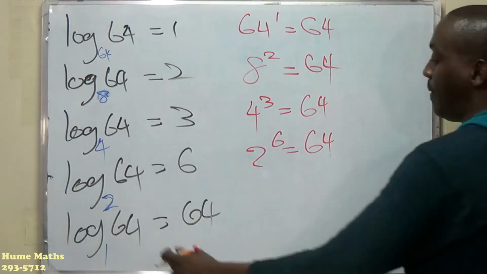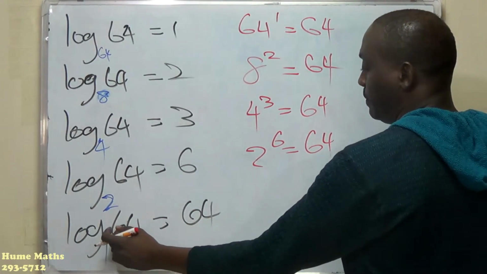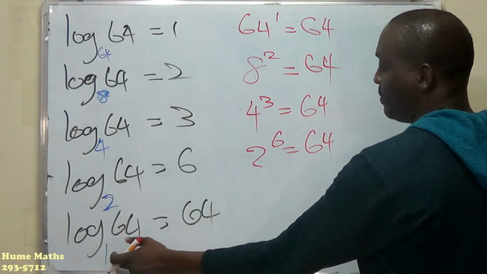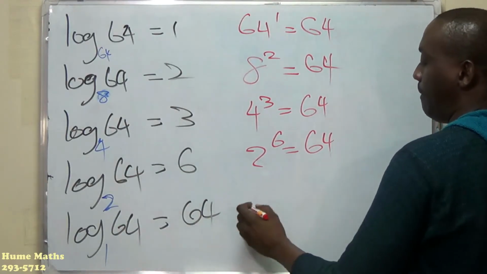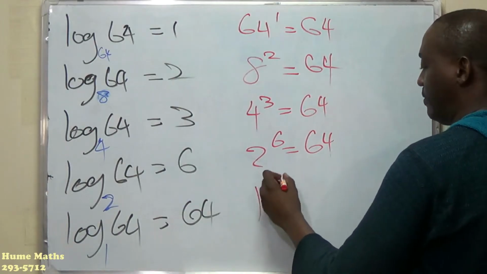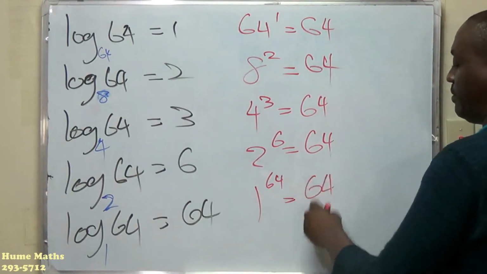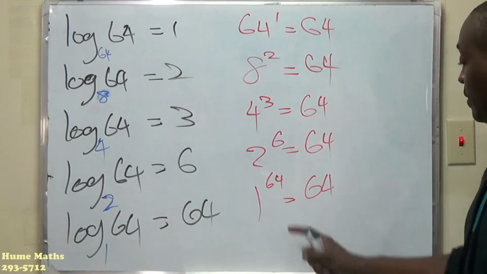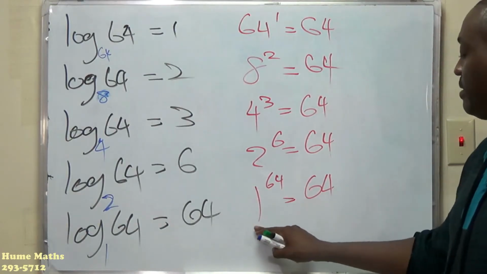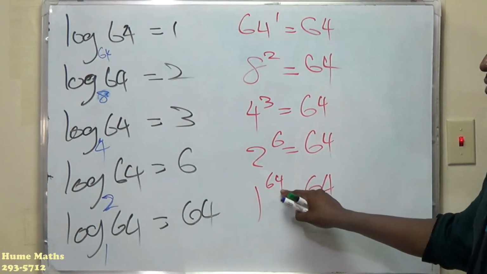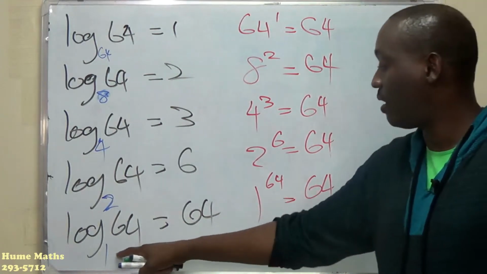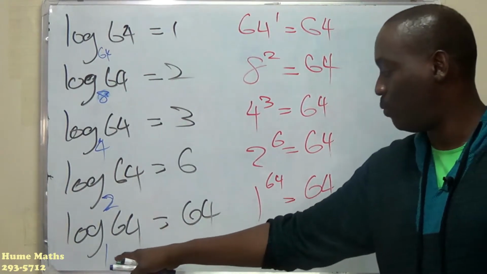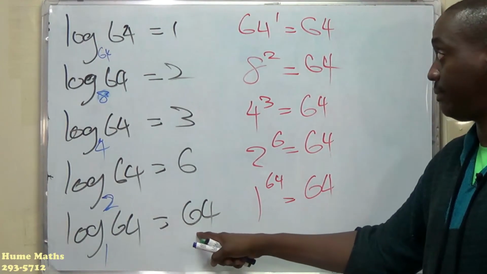And then, of course, the log of 64 to the base 1 is equal to 64 because 1 to the power of 64 is equal to our good friend 64. So with a quotient of 64 and a base of 1, the power itself must be 64. So the log of 64 to the base 1 is equal to 64.